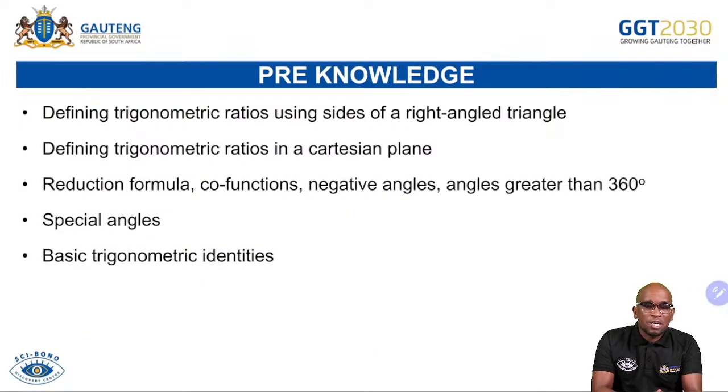The knowledge that you should be bringing to the lesson: you should know how to define trig ratios using the sides of a right-angled triangle. You should know how to define trig ratios in a Cartesian plane. You should know how to use and apply the reduction formulae, cofunctions, negative angles, multiple rotations, special angles, and you should also know your basic trigonometric identities. I think all this pre-knowledge was covered in our lesson last week.